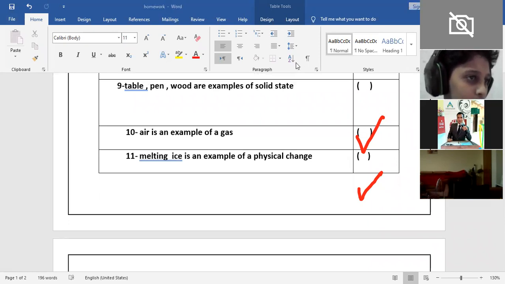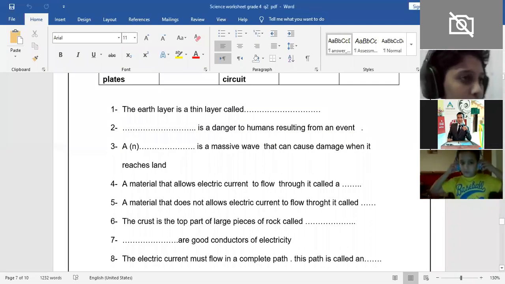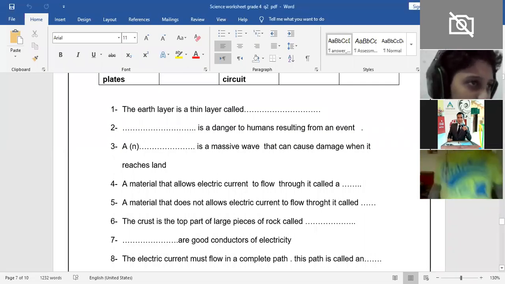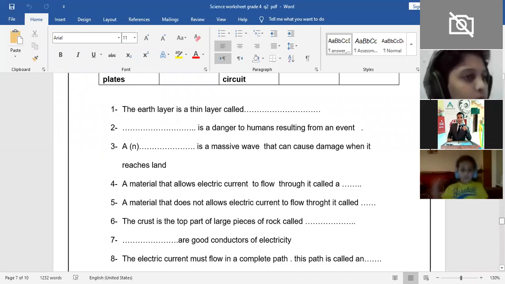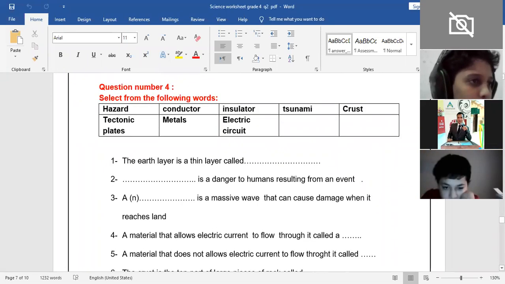Let's solve another question. Science worksheet, Grade 5. We have a lot of questions. Okay, number one, Ahmad Hussein Jaber. Yes, number one, Ahmad. The earth layer is a thin layer called.